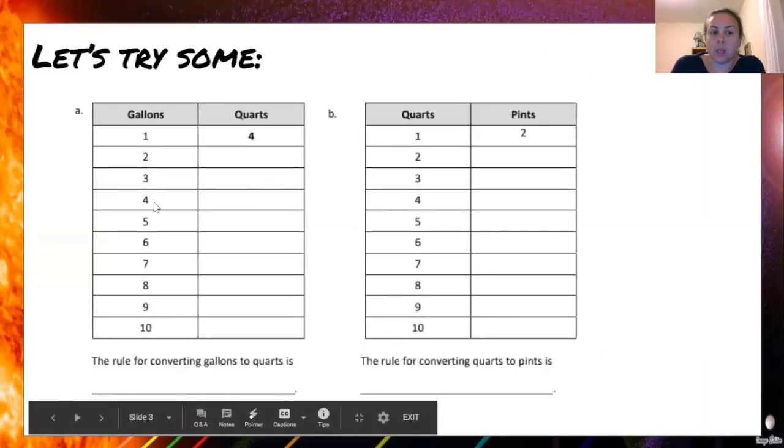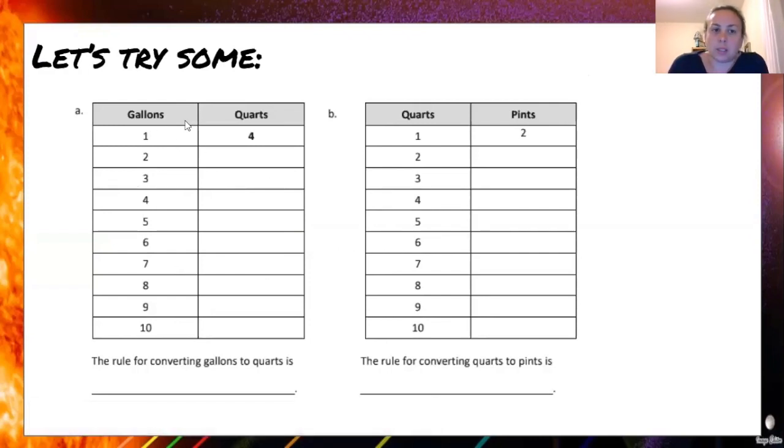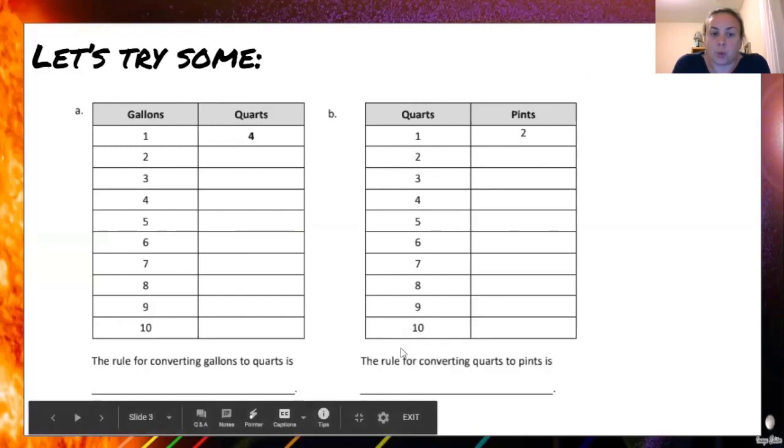Now it's your turn to try some. You're going to fill in 2 more conversion charts like we did yesterday, but now we're doing gallons and quarts. Like he was showing us, 1 gallon equals 4 quarts. So as you go down, you're going to multiply each number by 4. Again, you can use your calculator. And then for quarts, a little bit easier, you're going to be multiplying each number by 2. So if we did 2 times 2, it would be 4 pints going on down. And then you're going to write in your rule for converting gallons to quarts and quarts to pints.